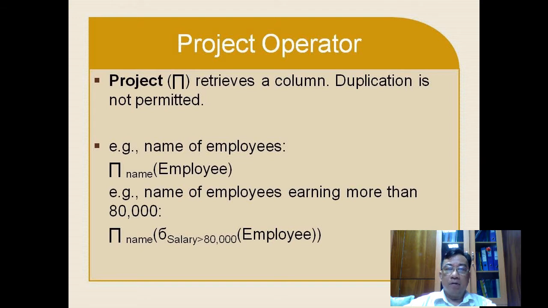Remember, you can compose many operations. For example, here you want to take the names of employees earning more than 80,000, and you compose two operations together. The first one is the projection, the field name or the attribute name, and the second one is the select with the condition salary greater than 80,000 from the employee relation.